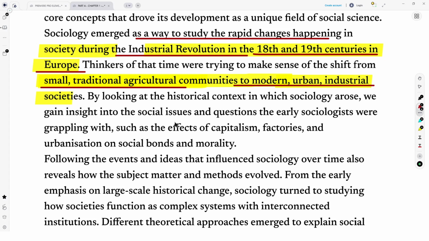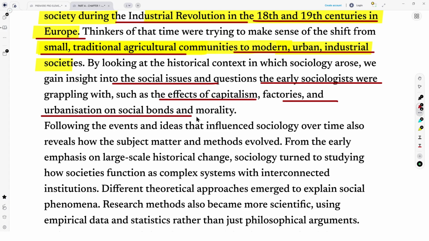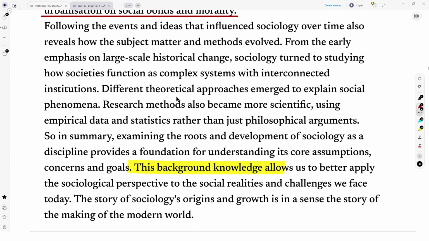there was this change of behavior. By looking at the historical context in which sociology arose, we gain insight into the social issues and questions the early sociologists were grappling with, such as the effects of capitalism, factories, urbanization, creation of unions, and labor exploitation, you might say modern slavery as well. Following this, events and ideas that influenced sociology over time also reveal how subject matter and methods evolved from an early emphasis on large-scale historical change.